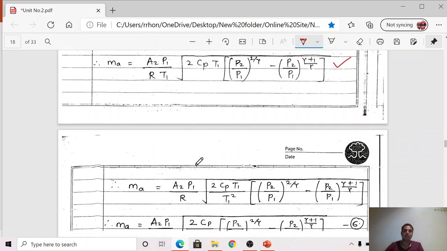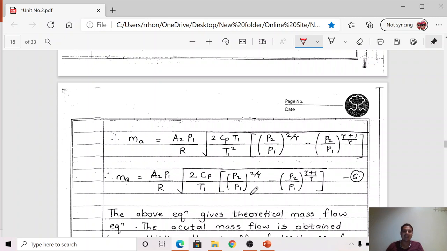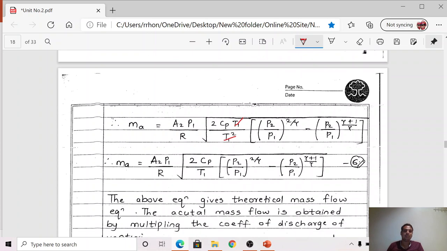So the next equation is what? A2P1 by RT1 under root of the whole equation in under root, that is 2CPT1 divided by T1 square. Now this T1 to T1 square, and this term is as it is, we have written over here. So similarly, for the further simplification, finally we can write A2P1 by R under root of 2CP, this T1 and this T1 will get cancelled. That's why we have taken this T1 inside this under root sign. So 2CPT1 in bracket, the remaining term as it is, gives equation number 6. Okay, so you understood how we have got this particular equation number 6.